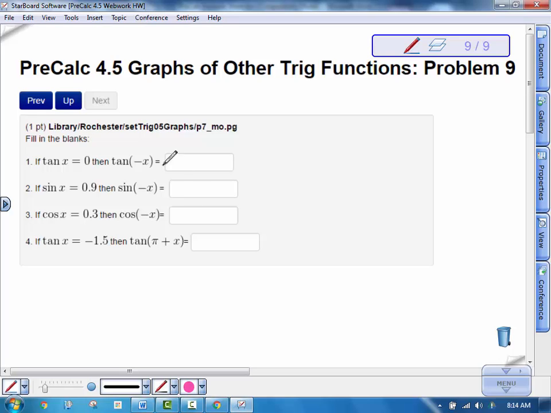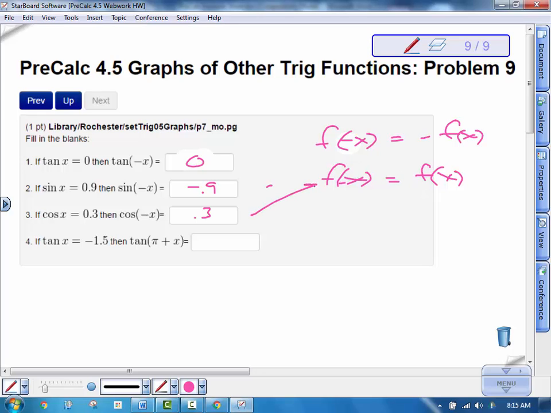Okay, so then you can do this with numbers too. So if the tangent of x is 0, then tangent of negative x is negative 0, which is just 0. Same thing here, if the sine of x is 0.9, then sine of negative x has to be negative 0.9, right? Because it's odd, we change the sign of the y value, right? That's right on our formula sheet. F of negative x is equal to the opposite of the original, f of x. So just change the sign. Cosine's even, so if cosine of x is 0.3, then cosine of negative x is still 0.3, because f of negative x equals f of x for that one.